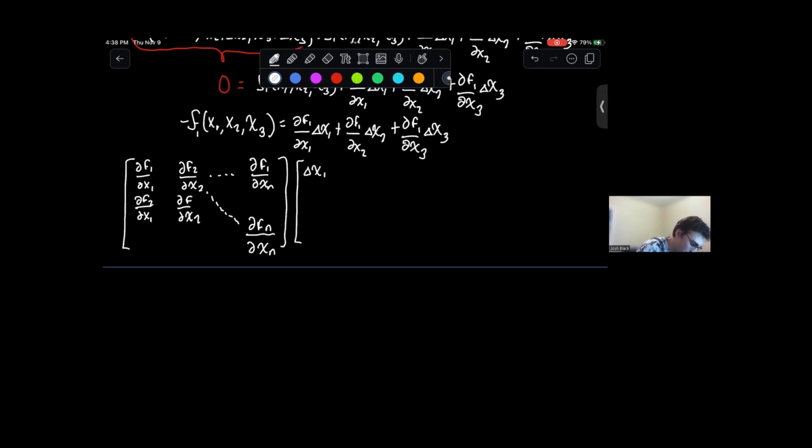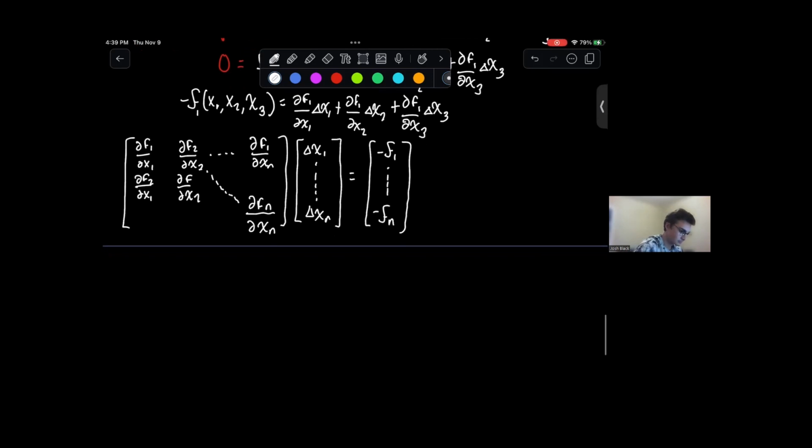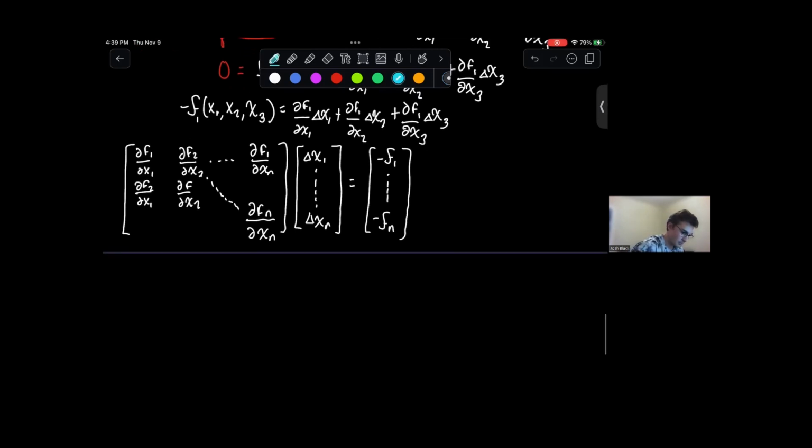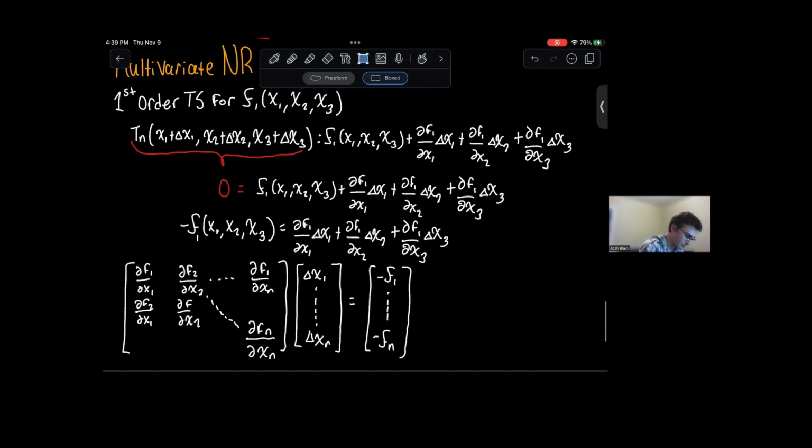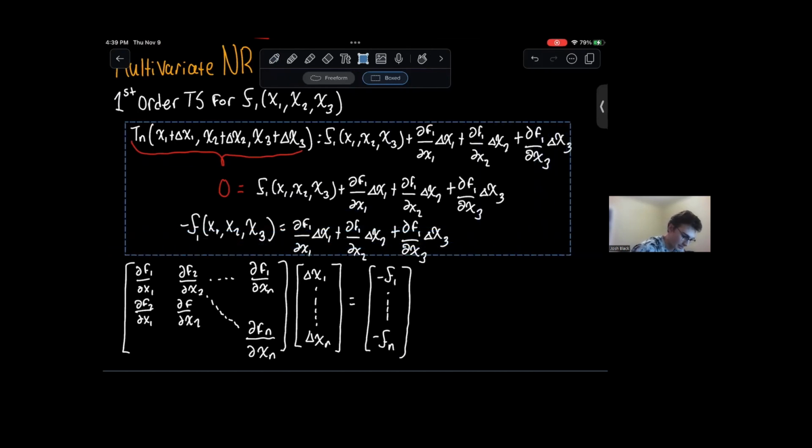Then we would get delta x1 all the way through to delta xn, equaling our negative functions, negative f1 all the way through negative fn. And that is that equation there, or that sequence.